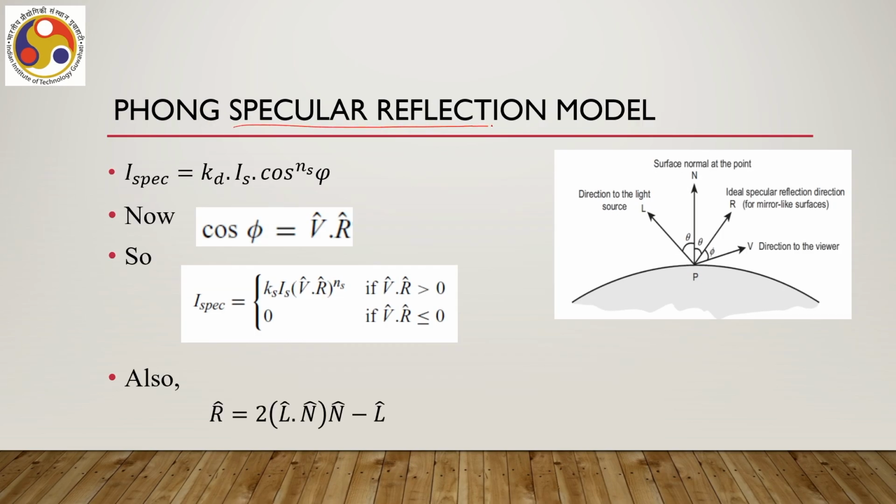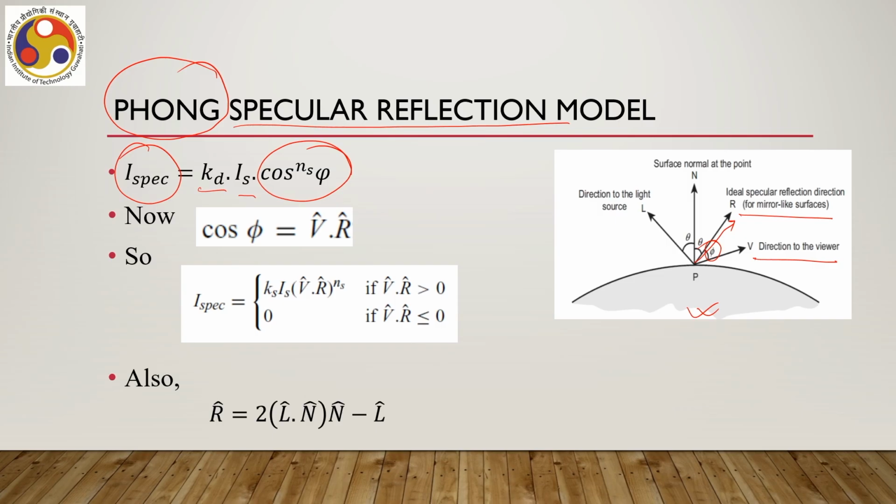Now, specular component calculation is even more complex. Here we are going to talk about one approximate model named after its inventor, Phong. So, the component is I spec equal to Kd Is cos^Ns phi. Phi is, as you can see in this figure, the angle between the viewer direction and the ideal specular reflection direction, that is, if it is a mirror, then the direction of the reflected light.